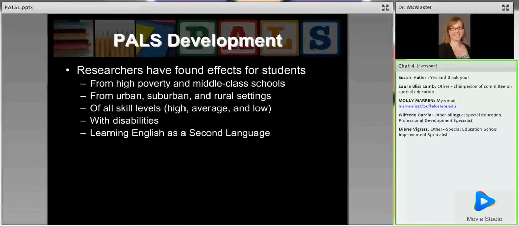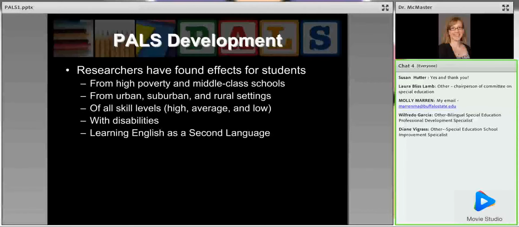Kids with disabilities who are included in the general education classroom for their reading instruction, and kids learning English as a second language. So quite a range of different types of learners have appeared to benefit from PALS. With that said, I would never say that any intervention is going to work for all students. I wouldn't say this is the cure for all reading problems, but it definitely has broad effects.